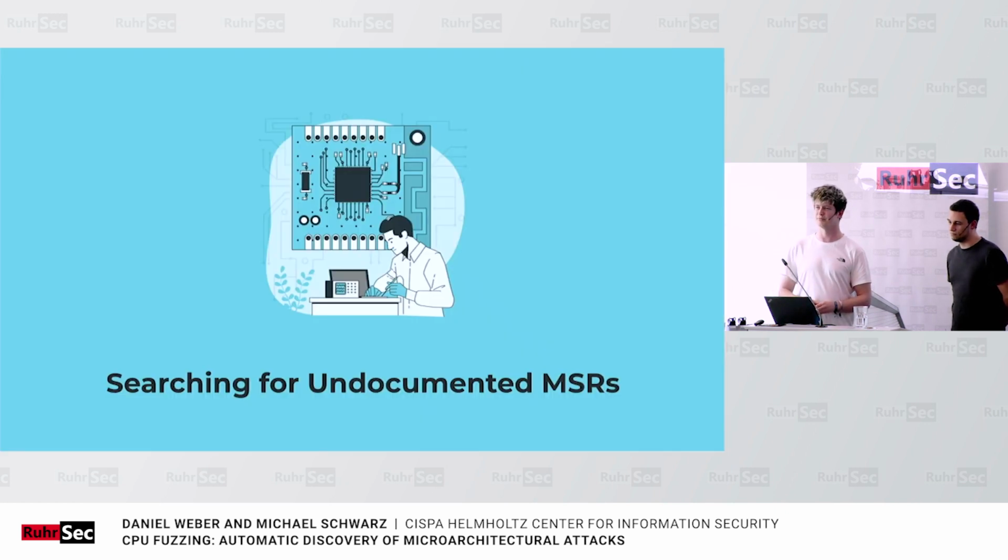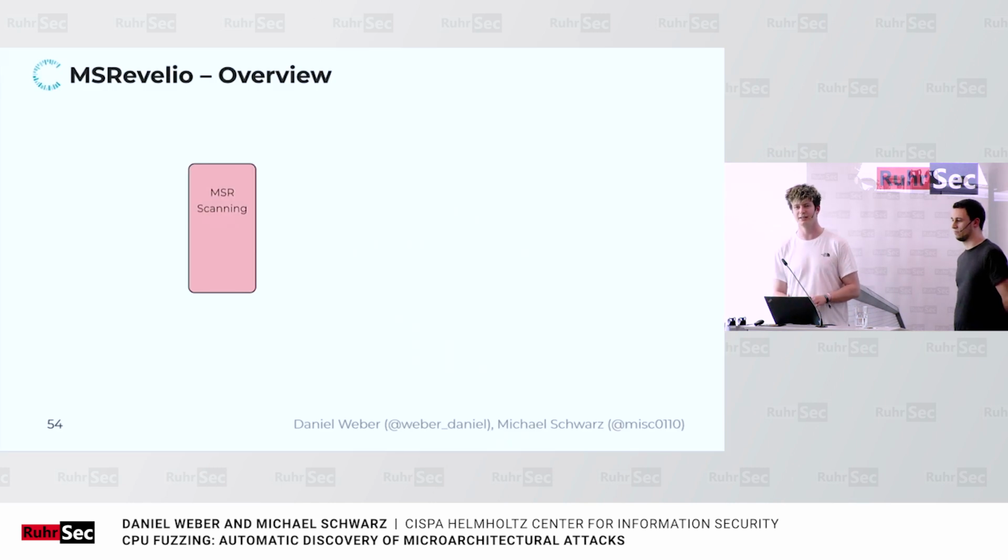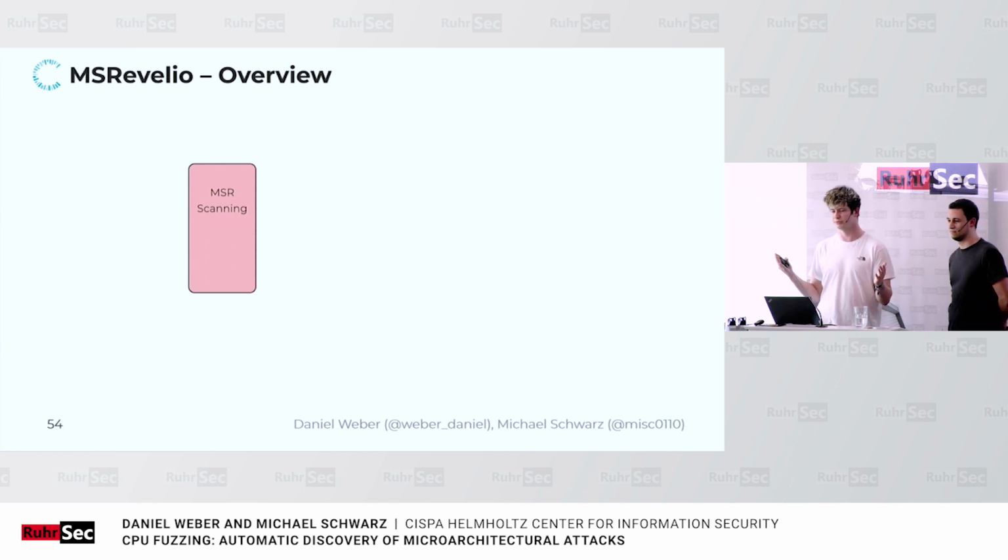Okay, so let's just search for undocumented MSRs. And we can just start easy. We just scan the entire documented possible range of MSRs. Everywhere where an MSR could be, we just check whether there is one.